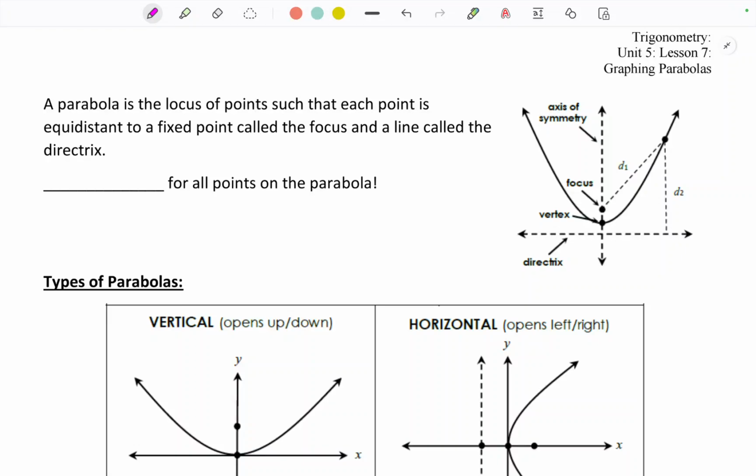So for this lesson, we are going to be discussing the last of the conic sections, which is the parabola. The parabola is a locus of points such that each point is equidistant to a fixed point called the focus and a line called the directrix. So we can draw a line to any point on the parabola from the focus, and the distance from that point down to the directrix should be the exact same. So in this case, our locus is going to be that D1 equals D2.